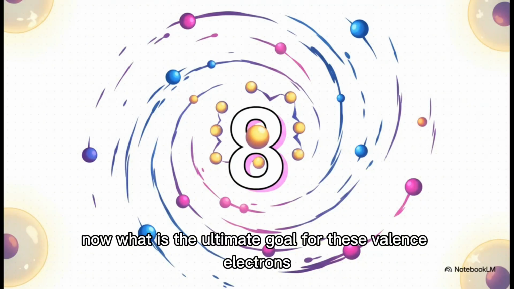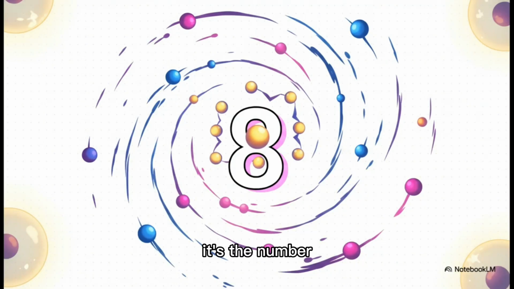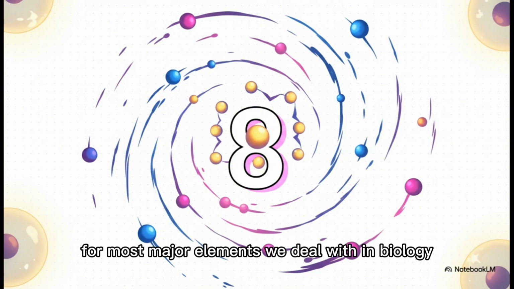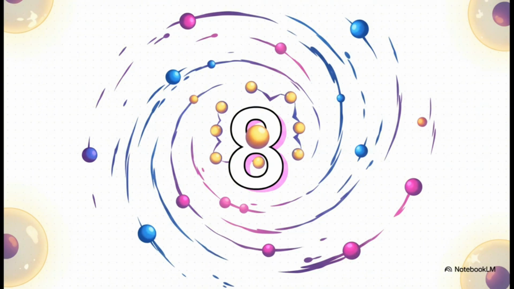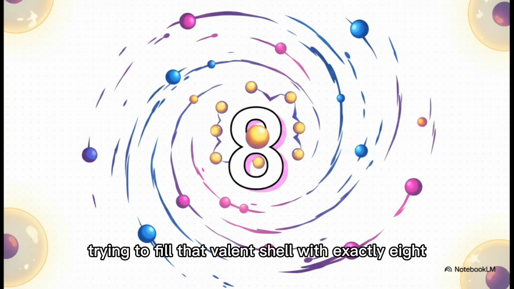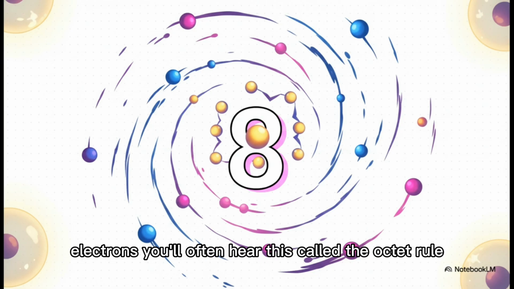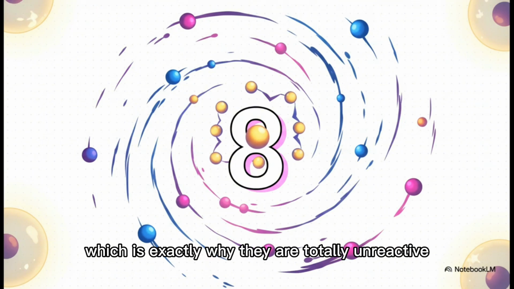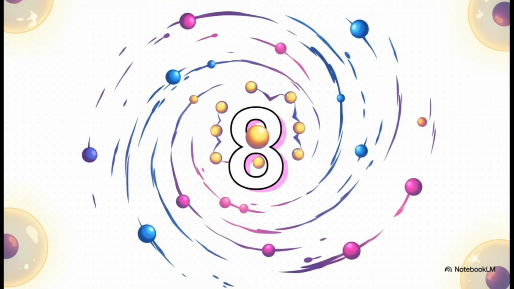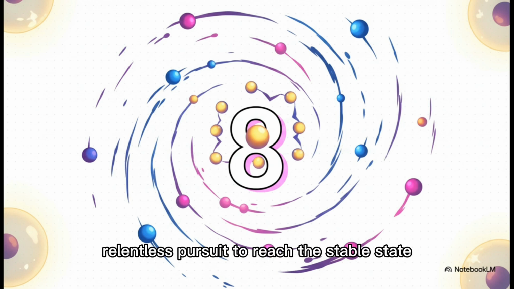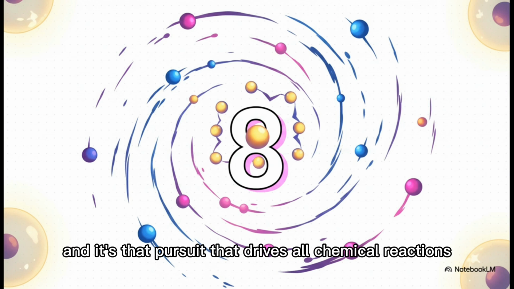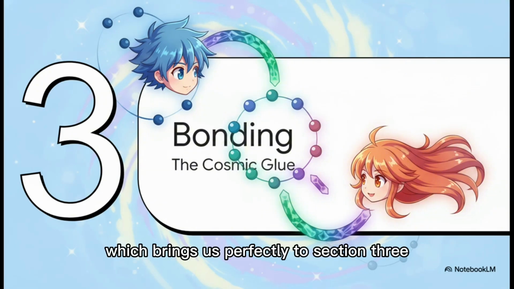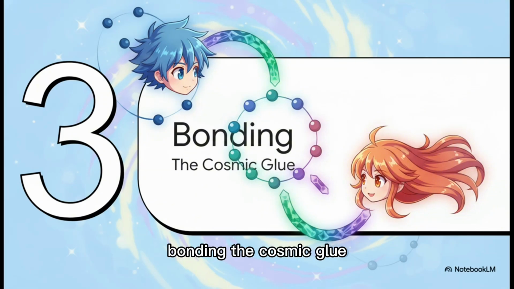Now, what is the ultimate goal for these valence electrons? It's the number 8. Elements are always chasing maximum energy stability. For most major elements we deal with in biology, this means trying to fill that valence shell with exactly 8 electrons. You'll often hear this called the octet rule. Noble gases already have a full shell, which is exactly why they are totally unreactive. Every other element is on a constant, relentless pursuit to reach the stable state, and it's that pursuit that drives all chemical reactions.